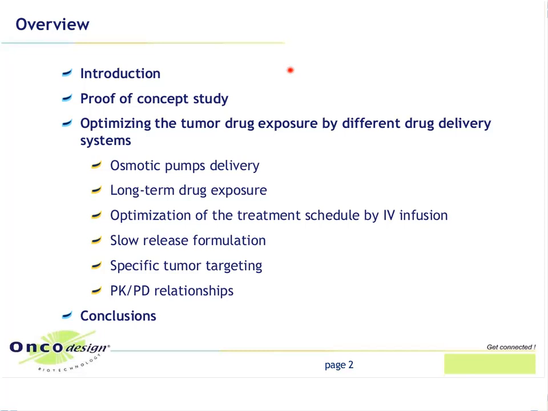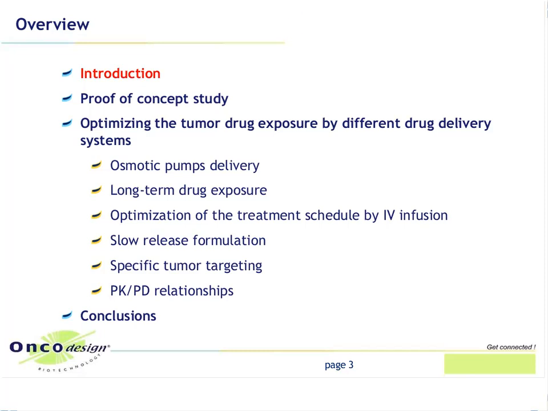A slow release formulation with an approved drug will be detailed in the presentation, and a specific tumor targeting using SPECT imaging, to finish with a summary of pharmacokinetic pharmacodynamic relationships in one study before conclusions.